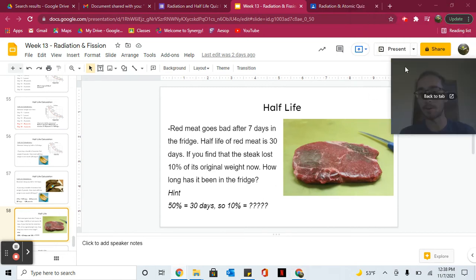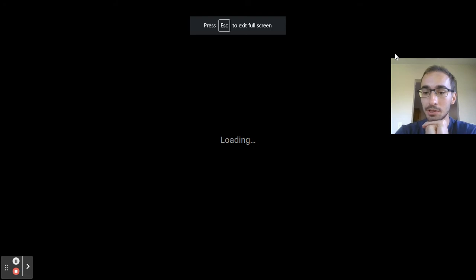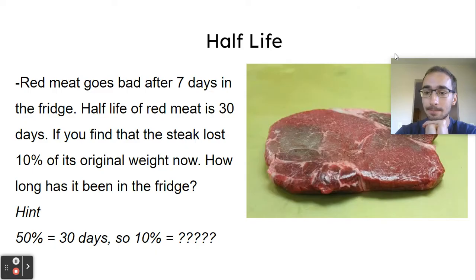Okay, this one's going to be a little bit harder. Red meat goes bad in the fridge after 7 days. Okay, it'll start to brown like this. The half-life of red meat is 30 days. If you find that your steak lost 10% of its original weight, how long has it been in the fridge? Try and figure this out based on the half-life.